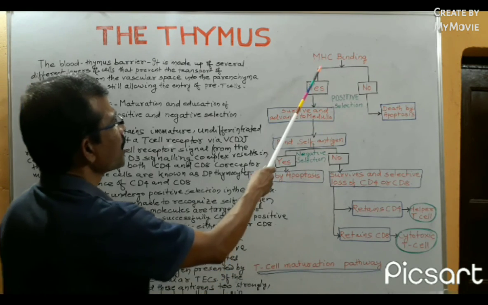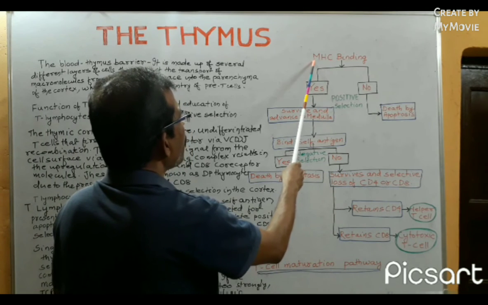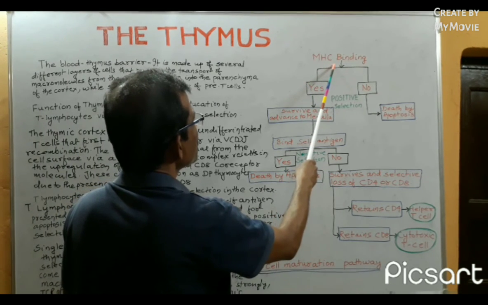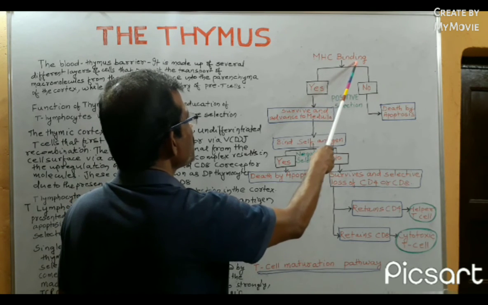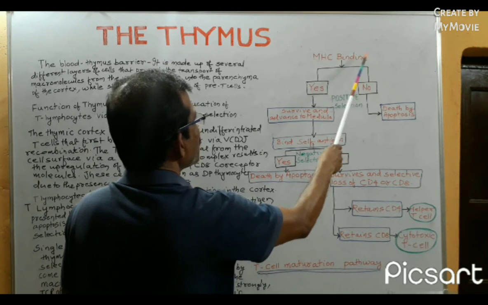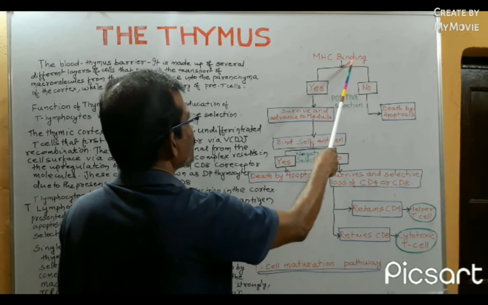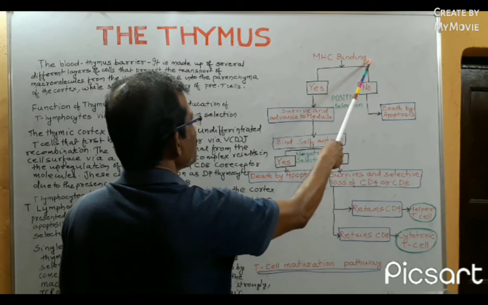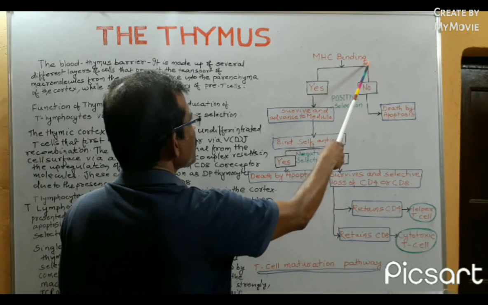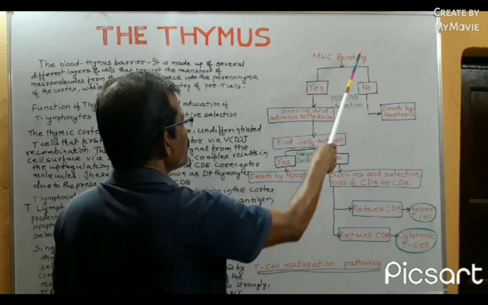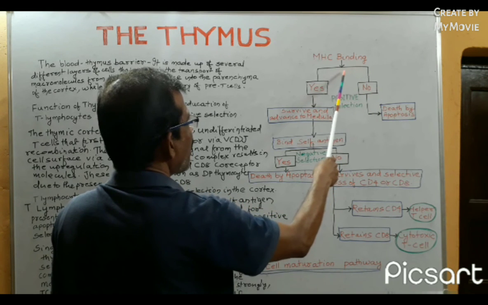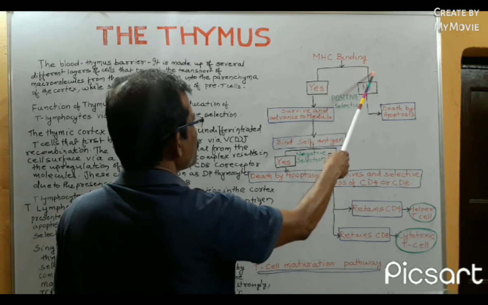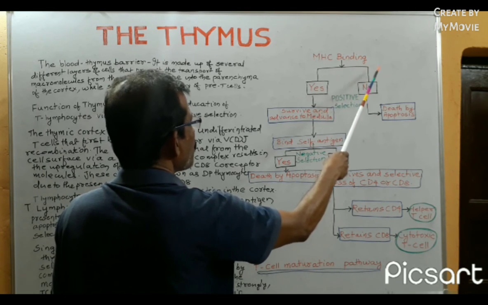So first we will see that the pre-T cells first build their T cell receptor by VDJ recombination. Then the T cell receptor signals from their surface via a CD3 signaling system that results in the upregulation of CD8 and CD4 co-receptors. So the cells are known as double positive T cells because they possess both CD4 and CD8 co-receptors.